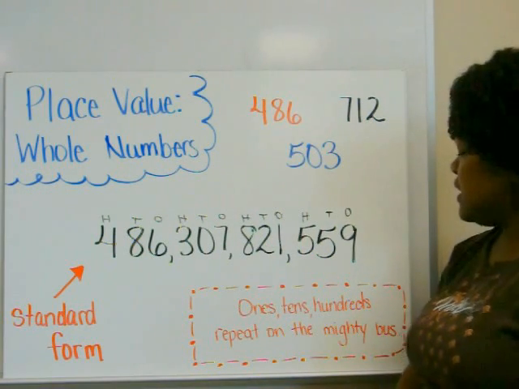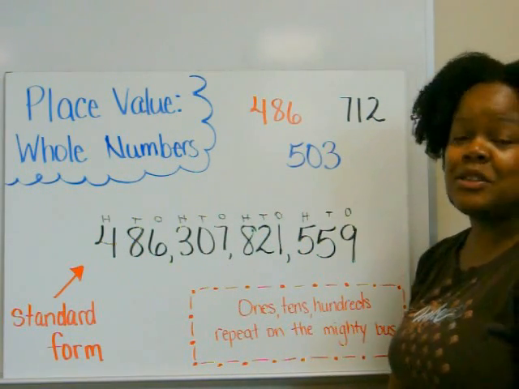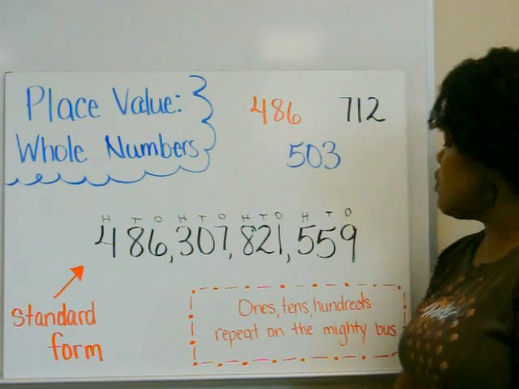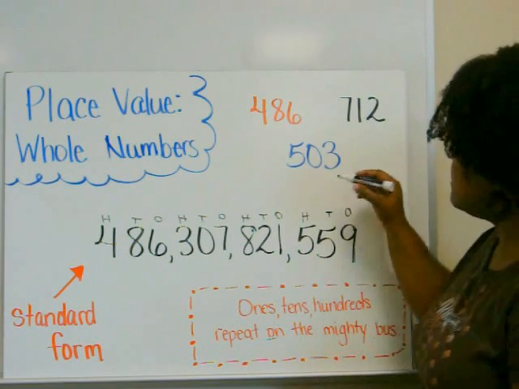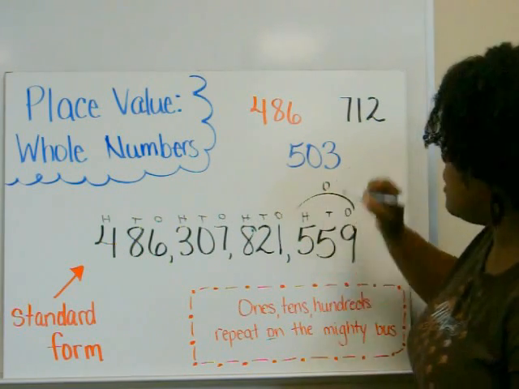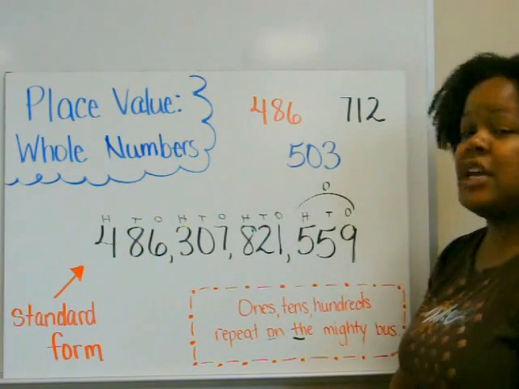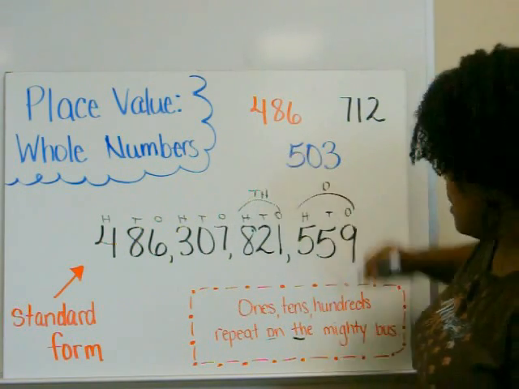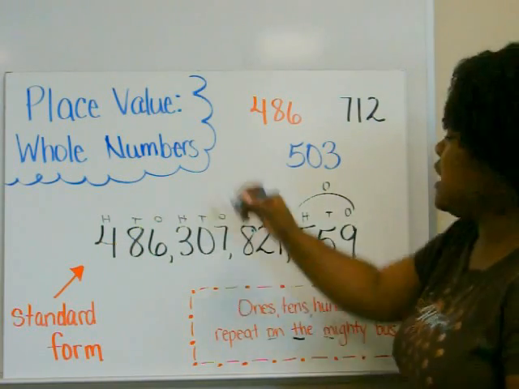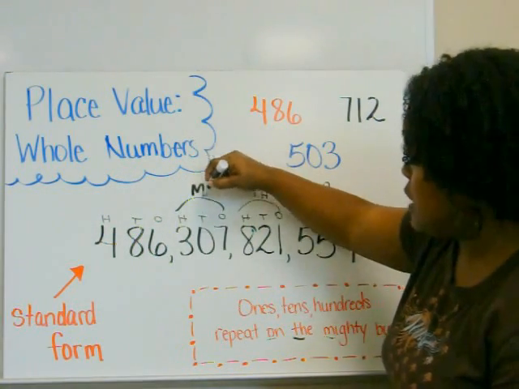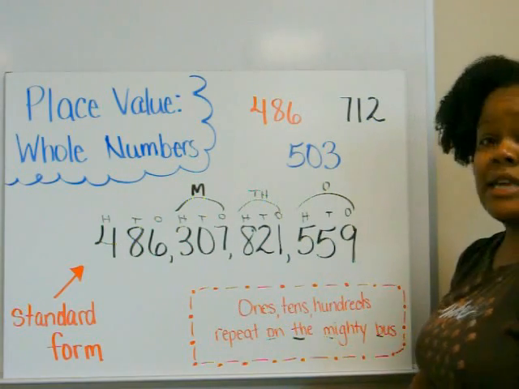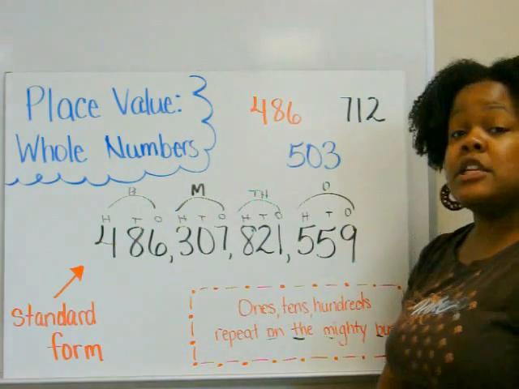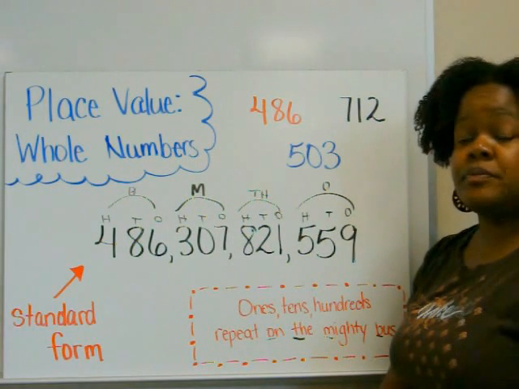The second part of the sentence, on the mighty bus, doesn't mean that there's a bus, but each letter in those words stands for a different period. Starting with the right, the O in on stands for the ones period. The TH in the stands for the thousands period. The M in mighty stands for the millions period. And the B in the word bus stands for the billions period. Knowing these periods will help you with reading the digit.